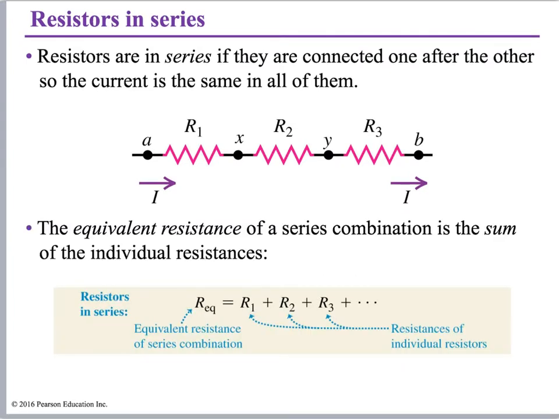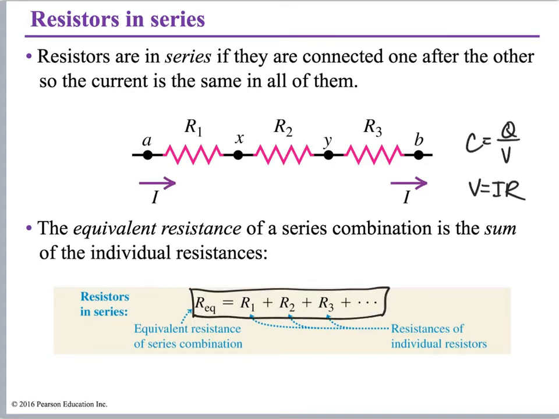Notice that that's not what we found for capacitors, but that's because for capacitors we were using Q over V, and so that different functional relationship leads to a different expression. So in addition to remembering how we add resistors in series, we should also remember that the potential drops add together and the currents through each resistor are the same.